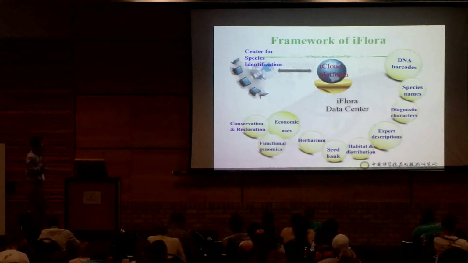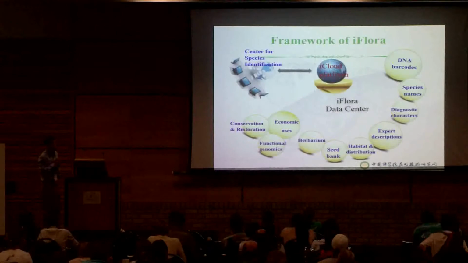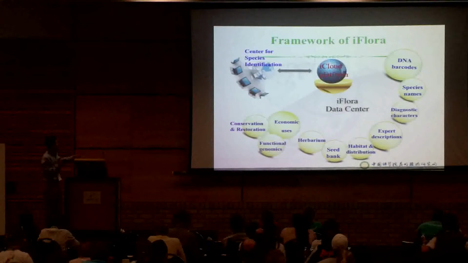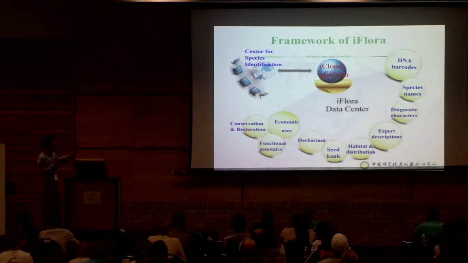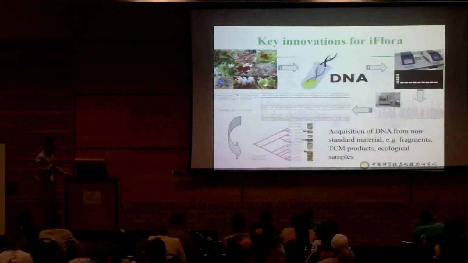And now we are proposing an idea called iFlora. Actually, it's maybe a next generation flora by integrating barcodes, plant specimen, diagnostic character, all essential elements of a standard flora, but including DNA barcode and the sequences to be using a iCloud platform, and everyone can use maybe something like a mobile phone to identify their plants. And the key innovation, of course, is DNA barcoding.